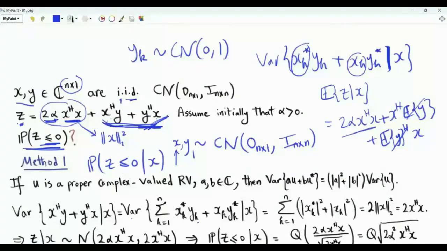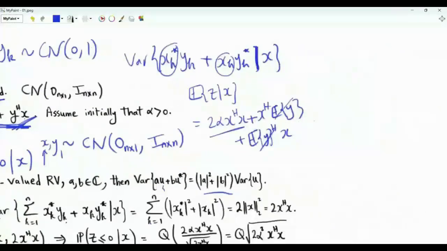But here we have y_k times x_k conjugate, and we have y_k conjugate times x_k. So we have a rule that if we have a complex valued random variable u, which is proper, we say this as a general term, in our case we say circularly symmetric, and if we have two complex constants a and b, then the variance of au plus b u conjugate is the variance of u times, between brackets, the magnitude of a squared plus the magnitude of b squared. Let's prove this real quick.